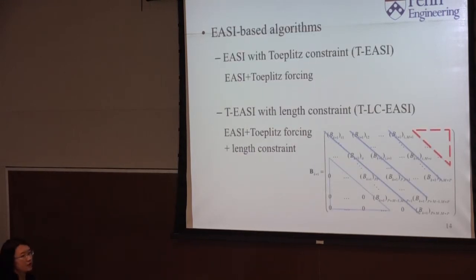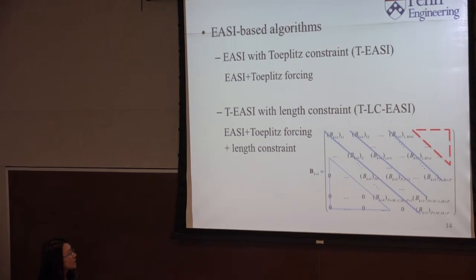So here's the idea of using the EASI algorithm with Toeplitz constraint. With the standard EASI algorithm, we first update the B matrix. And then, knowing that it should have some Toeplitz structure, we will force it to have that structure by forcing the lower parts to 0 and then taking averages along diagonals, so that after each adaptation, B has the Toeplitz structure.